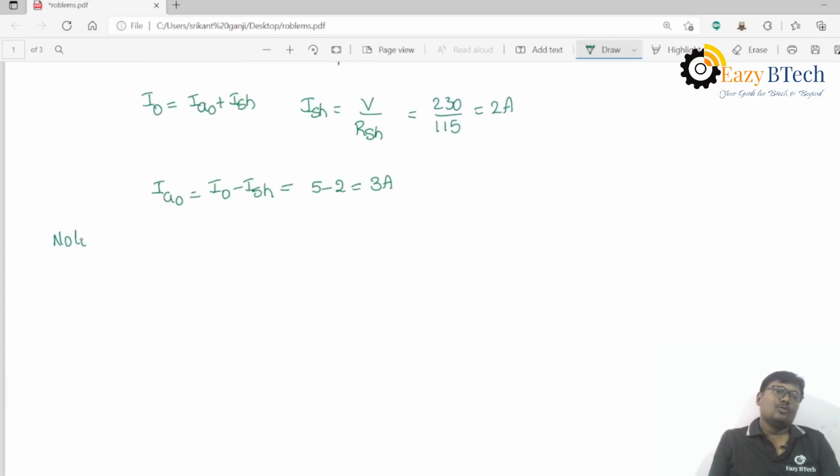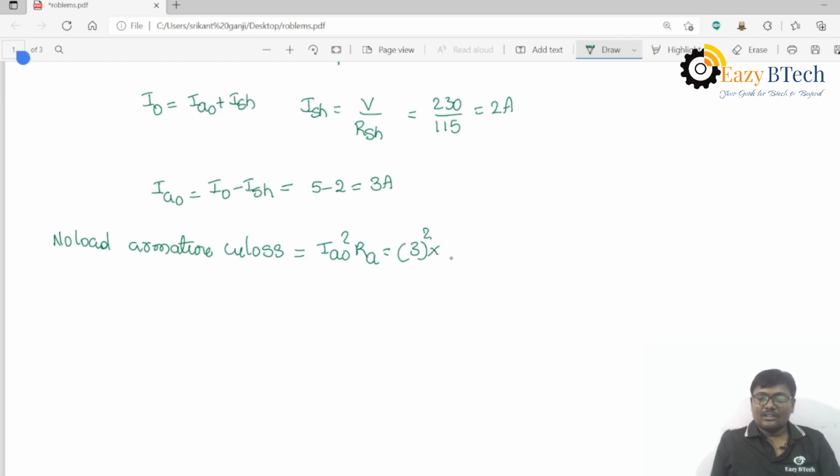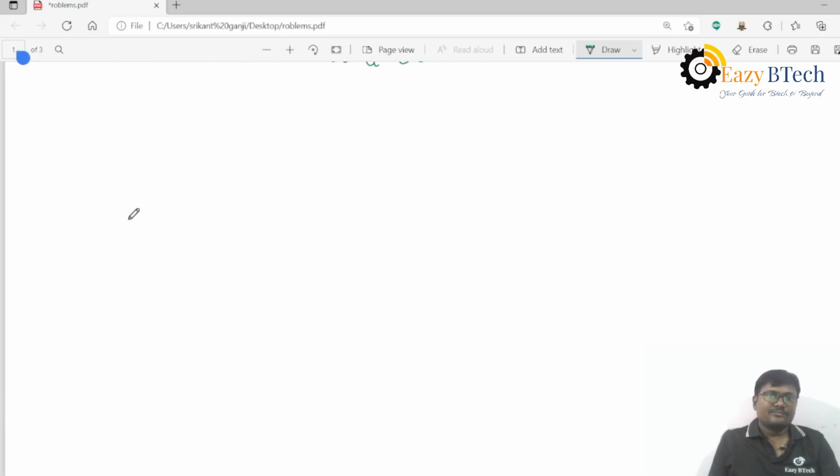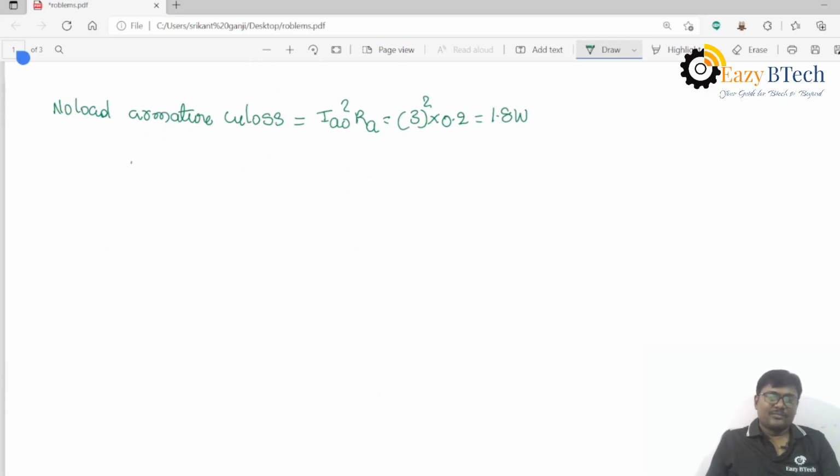Then calculate the no load armature copper loss. No load armature copper loss is equal to IA naught square into RA. That is 3 square into the RA value 0.2. That should be equal to 1.8 watts. And the next one is no load input. What is the no load input? V into I naught. The value is 230 into 5, so 1150 watts. Then you can find the constant losses.